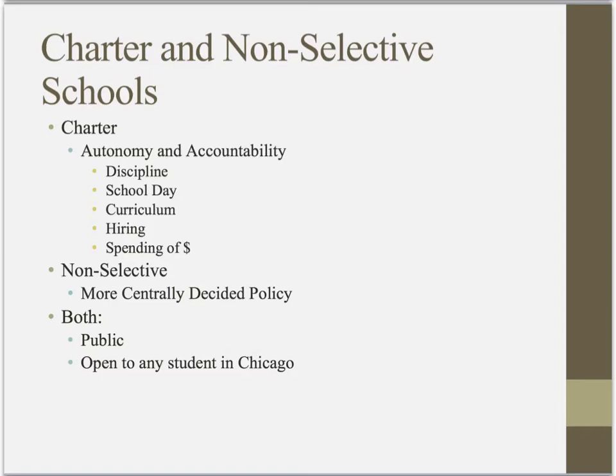I want to highlight that both are public, which means they do not cost you anything to attend. There's no tuition. And also, both are open to any student in Chicago. Right? You fill out an application, but that application doesn't decide whether or not you're admitted. That application is to give us the basic information so we know where to find you to tell you, hey, welcome to Gary Comer College Prep. You'll need to show up on these days to get started.